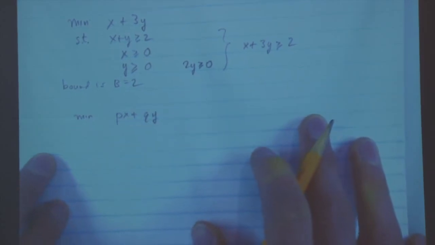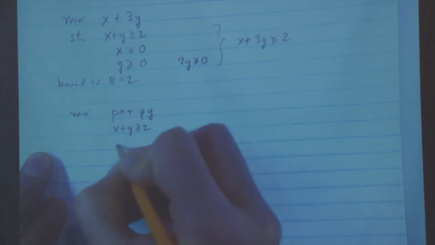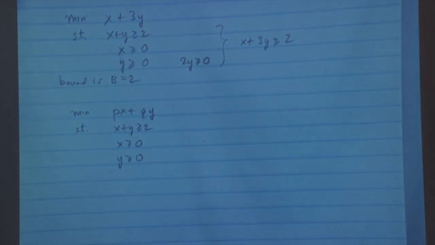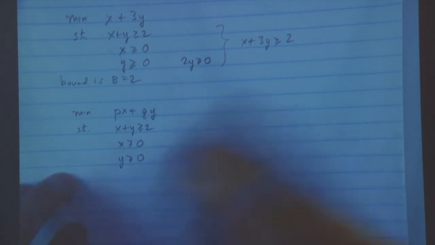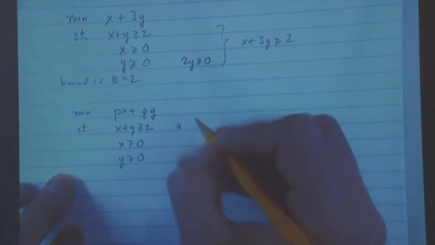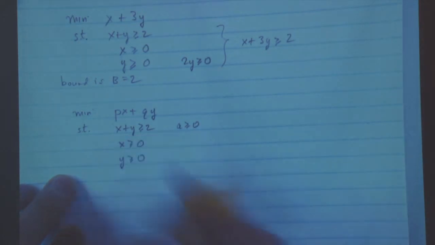If I put down px plus qy, and I put down x plus y is bigger than or equal to 2, x is greater than or equal to 0, and y is greater than or equal to 0. P and q are arbitrary scalars now. They're not variables, they're just constants. So I'm going to play the same game. I'm going to multiply this by some number a, but a has to be non-negative, right? Because if a was negative, it would flip the sign of this inequality.